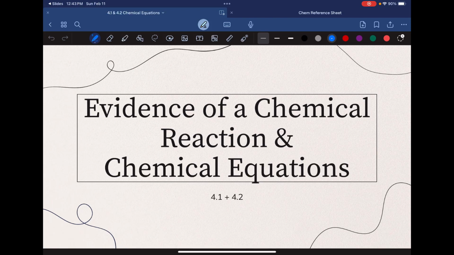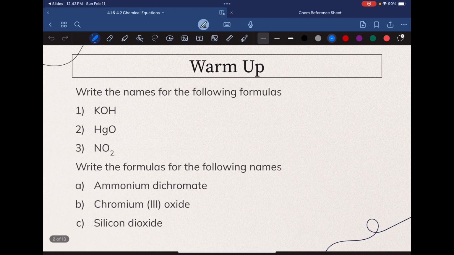Here's the lecture for 4.1 and 4.2, Evidence of a Chemical Reaction and Chemical Equations. So we're going to start with a little warm-up, which is a review from the previous unit, so I would recommend pausing and filling in the answers before you move on. I can only hope you actually pause, so here we go.